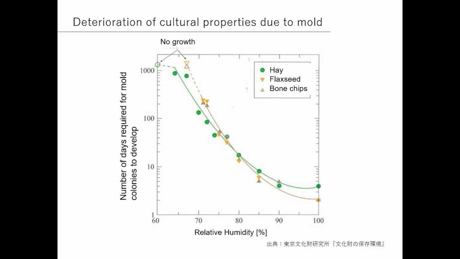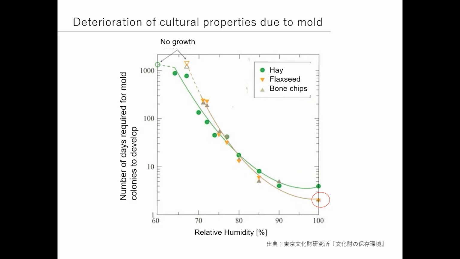In this way, relative humidity is a factor that greatly affects the deterioration of artifacts during exhibition and storage, so controlling humidity is extremely important. This figure shows the relationship between the level of relative humidity and the time required for mold colonies to form. The higher the humidity, the faster the growth rate of mold. And in an environment with 100% relative humidity, a mold colony can appear in just 2 days.